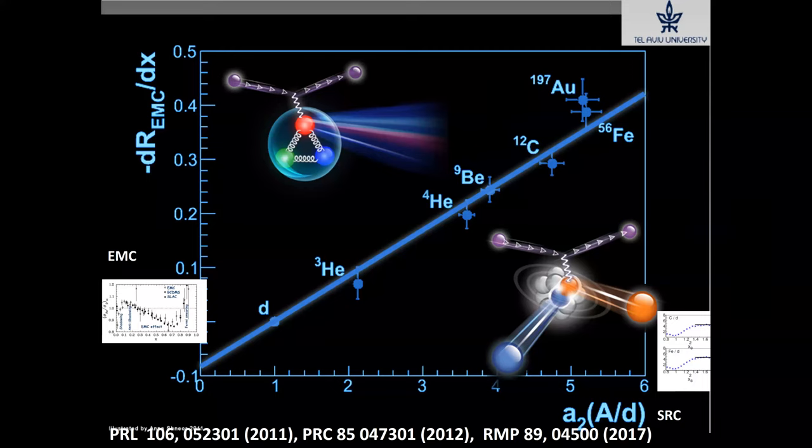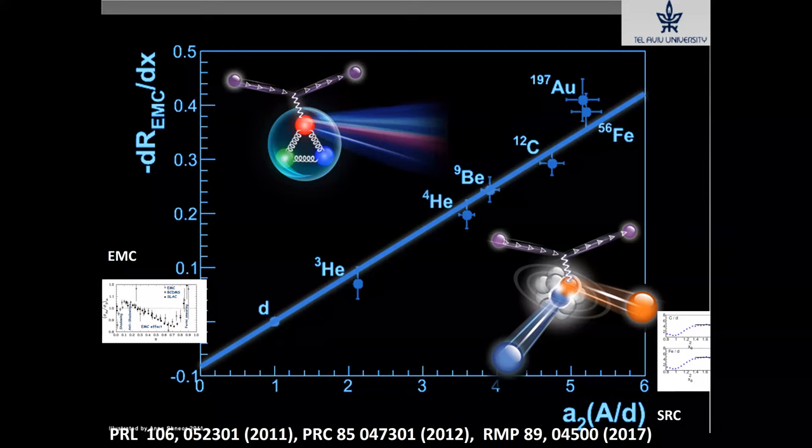Okay, and let me show you something else. In the EMC effect, what you do is divide the nucleus by the deuteron, assuming the deuteron is a free proton and neutron, but it's not. If you look at this universal behavior, the deuteron is here and a free NP pair is here. And the difference between the deuteron and a free NP is almost as big as the difference between helium 3 and the deuteron.